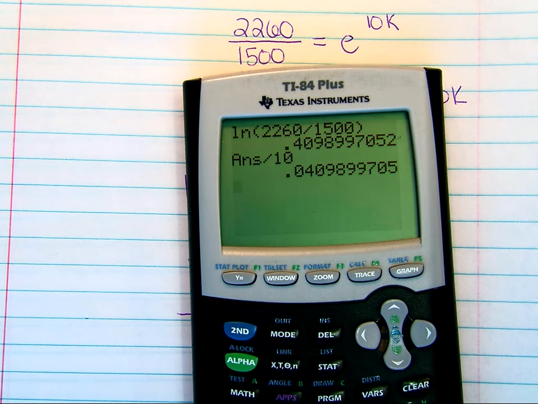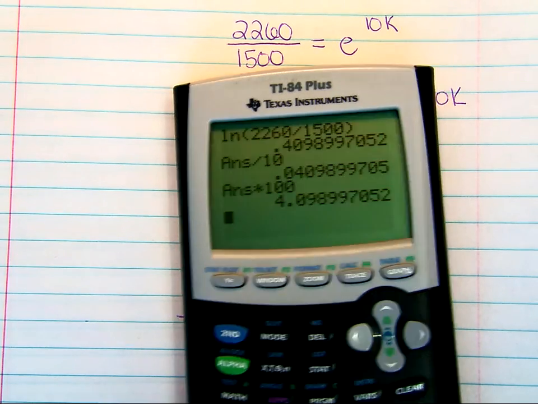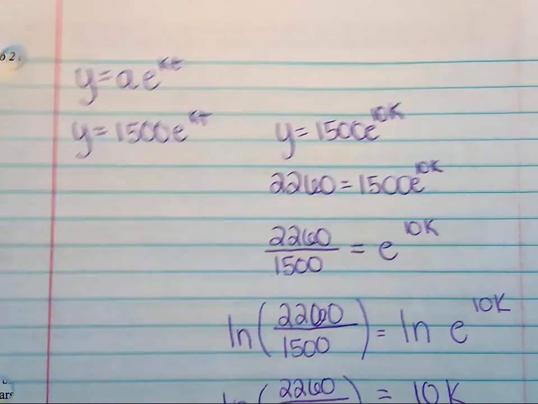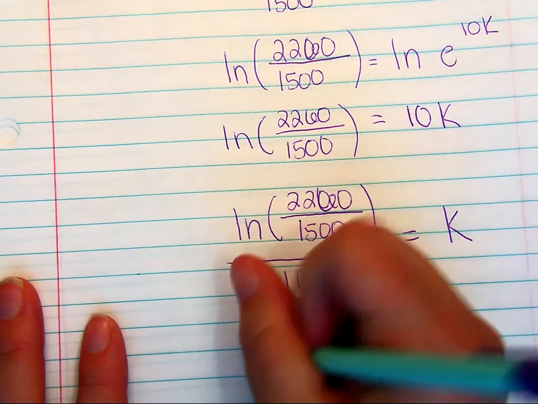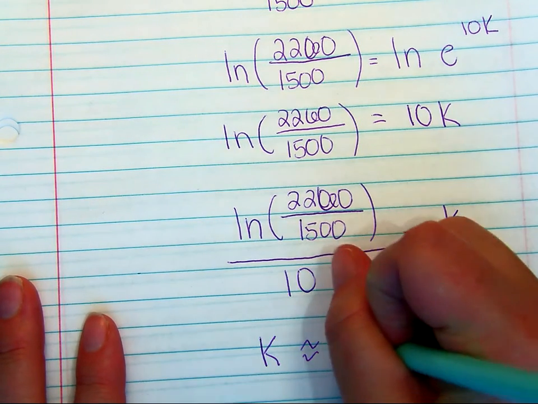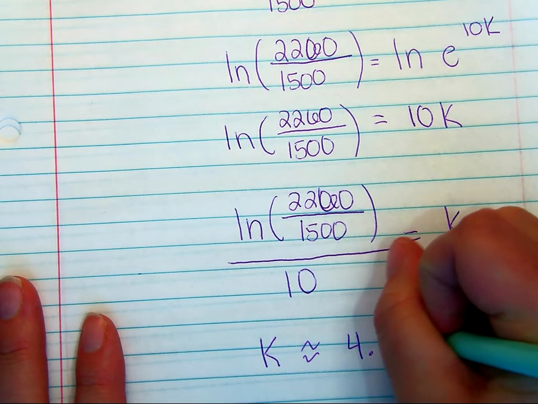And I have got a small decimal, but then I remember K stands for my rate, so that is a percent, and I want to write that as a percent. So it would be about 4.1%, because I believe my question asked me to round to the nearest tenth of a percent. So his interest rate was about 4.1%.